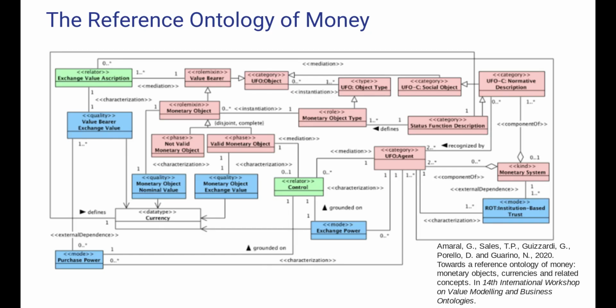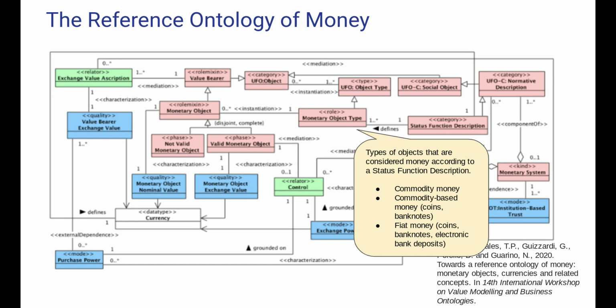Well, here is the reference ontology of money. As you can see, it's based here on UFO, the Unified Foundational Ontology. A key class here is the one of monetary object type. It's types of objects that are considered money according to the status function description. And these status function descriptions specify various norms and rules that tell how some social object is to be used and how it can work.